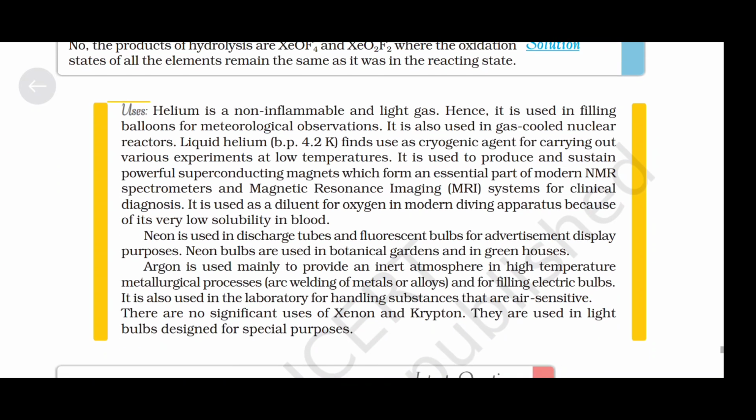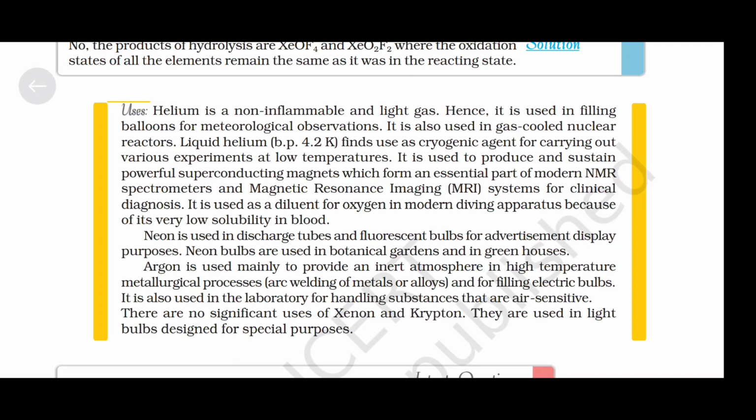Uses: helium is a non-inflammable and light gas, hence it is used in filling balloons for meteorological observation. It is also used in gas cooled nuclear reactors. Liquid helium, boiling point 4.2 Kelvin, finds use as a cryogenic agent for carrying out various experiments at low temperature. It is used to produce and sustain powerful superconducting magnets, which form an essential part of modern NMR spectrometers and magnetic resonance imaging (MRI) systems for clinical diagnosis.